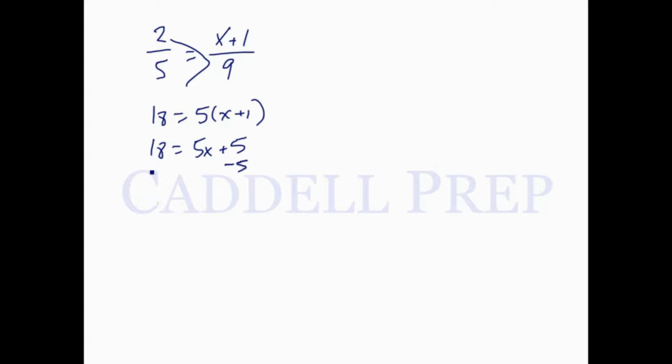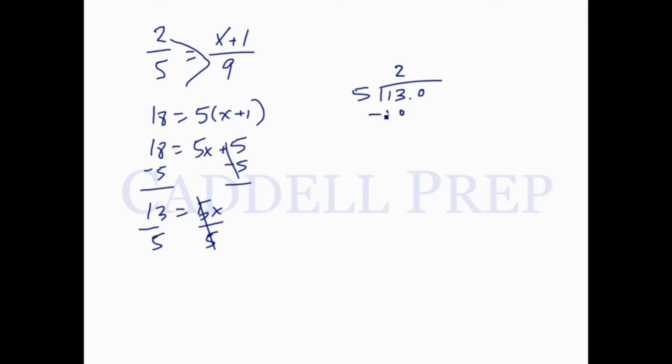So minus 5, minus 5. 18 minus 5 is 13, so we have 13 equals 5x. So now solve for x by dividing both sides by 5. We have x is 13 over 5, and we could of course figure that out. So 5 goes into 13 twice for 10. Remainder 3, so bring down the 0. And 5 goes into 30 6 times perfectly. So x equals 2.6.